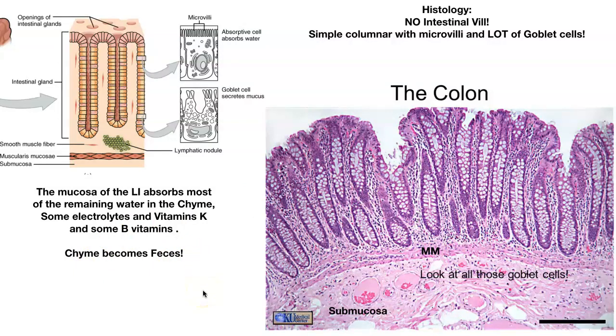So we have 5 feet of large intestines. What is the function of the large intestines? Well, we're going to be absorbing most of the remaining fluid, water that's in the chyme. We're going to absorb some electrolytes and vitamin K and some B vitamins. And we're going to turn that chyme into feces. So that is the job of the large intestines.